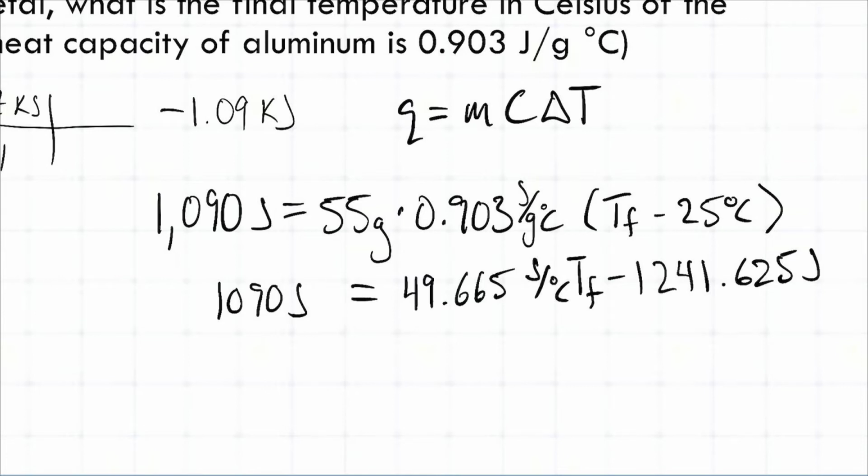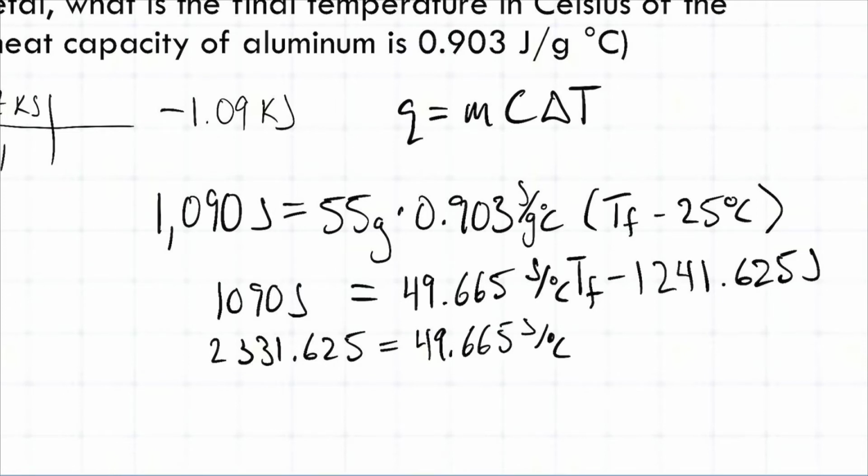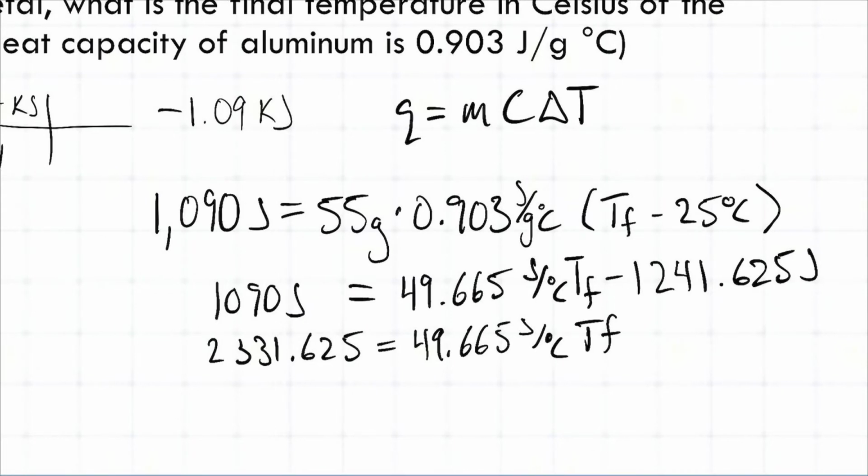And so we'll do, is this going to work out right? We'll see if this works out right. We're going to do 1090 plus 1241.625 will give us 2331.625 equals 49.665 joules per degree C times temperature final. I feel like I'm missing something here.